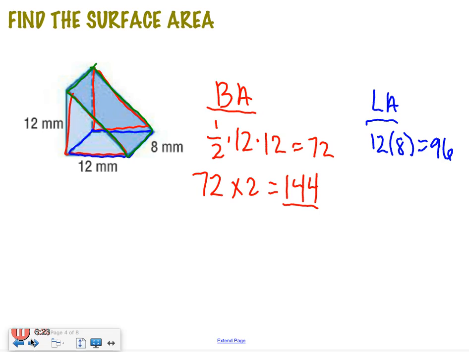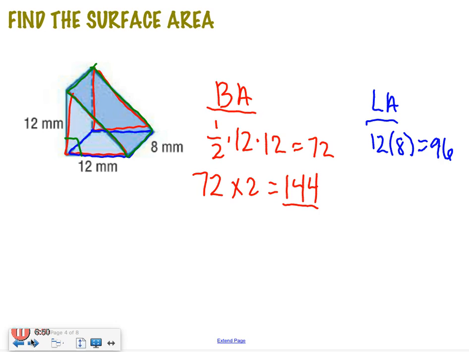Special right triangles, right? It's an isosceles right triangle, which means it's a 45, 45, 90. How do we know this? Both my legs are the same, so it's isosceles, which makes these angles 45. And that's a right angle. So what do you want to use, special right triangles or the Pythagorean theorem?